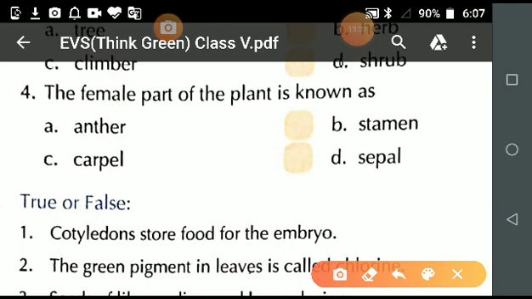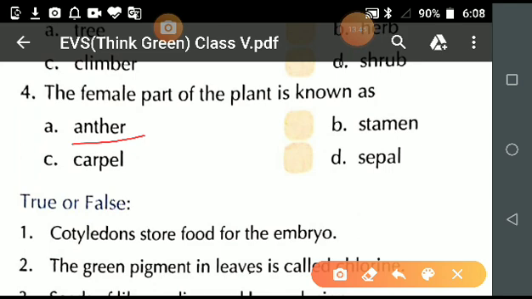Okay, anther is a part of a stamen. And what is inside the anther? Pollen grains. Pollen grains are inside the anther, and it is supported by the filament. The male reproductive part of a flower is known as stamen, and it has two parts, anther and filament. Filament is a thread-like structure which supports the anther.